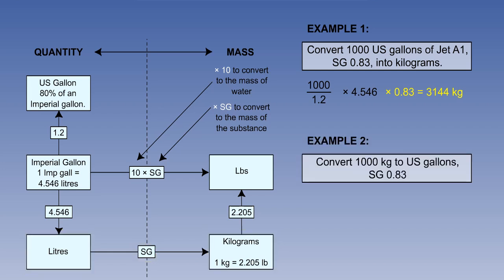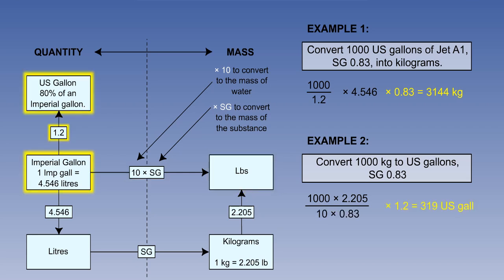Example 2 demonstrates going in the reverse direction, converting kilograms to US gallons. Using 1,000 kilograms, we will convert it to US gallons. First, multiply 1,000 kilograms by 2.205 to bring it to imperial pounds. Now divide by 10 and 0.83 respectively to obtain imperial gallons. And finally, multiply by 1.2 to reach a solution of 319 US gallons.